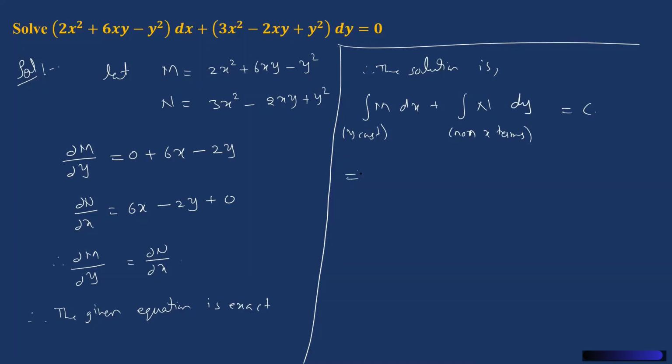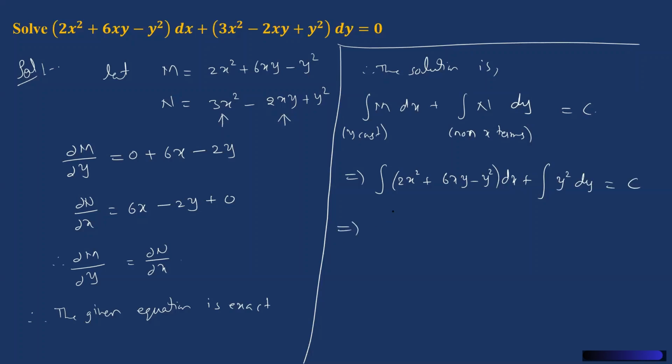And then see from this, what is m? You are writing all this. It is integration of 2x square plus 6xy minus y square into dx plus integration of, see, in n, you need to take only non-x terms. See, again the same way. In the first term, here is an x. In the second term also, you can find an x. But in the third term, there is no x, right? So you are considering only one term, the third term, which is y square dy is equal to c.